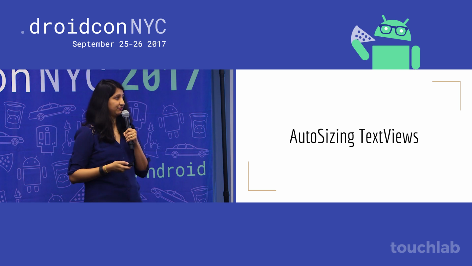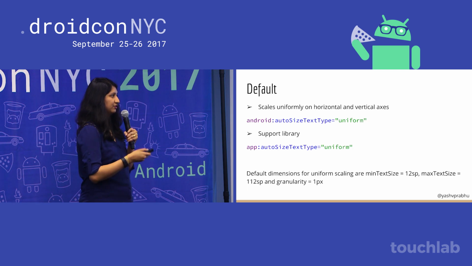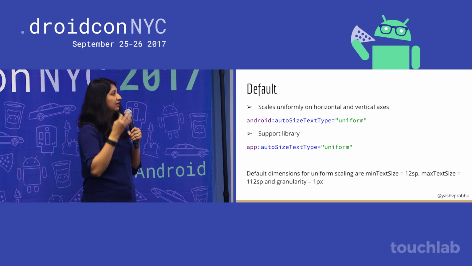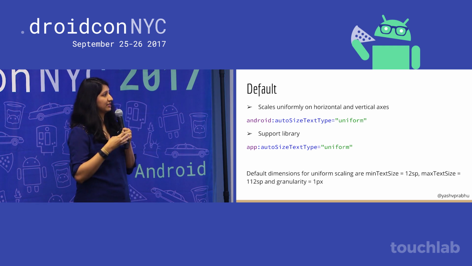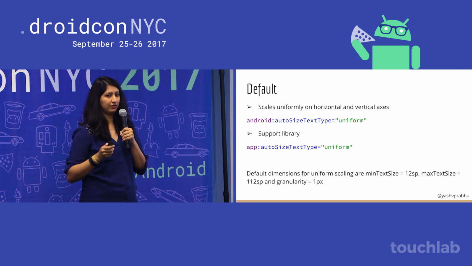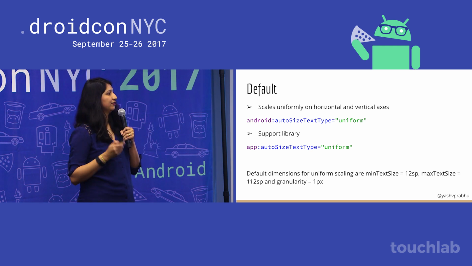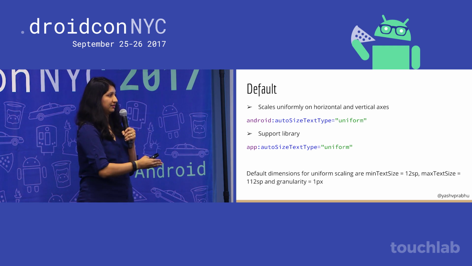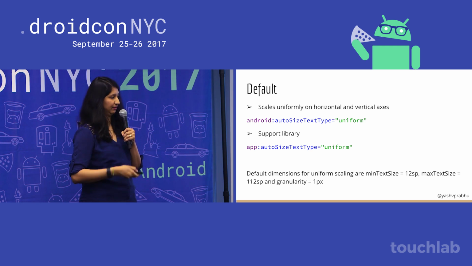So, auto-sizing text views. Another cool thing you couldn't do before. In this, you can scale by setting auto-size text type as uniform. The default is none. You can actually scale uniformly on both horizontal and vertical axes. If you want to use it before 26, make sure to use the app namespace. And the default dimensions are like this. Minimum text size is 12, maximum is 112. And the granularity could range from 1 pixel to however much you want it to be.